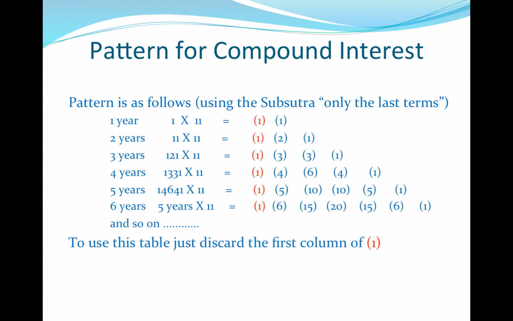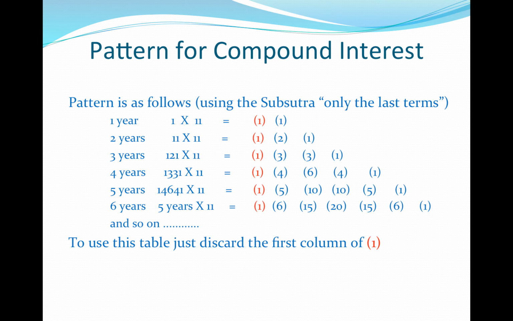So this table is very easy. Just multiply the previous year's term, the previous number, with 11. And to use this table to calculate compound interest, just discard the first column, which is shown in color red. So just discard that column, and now we have our compound interest table ready with us.